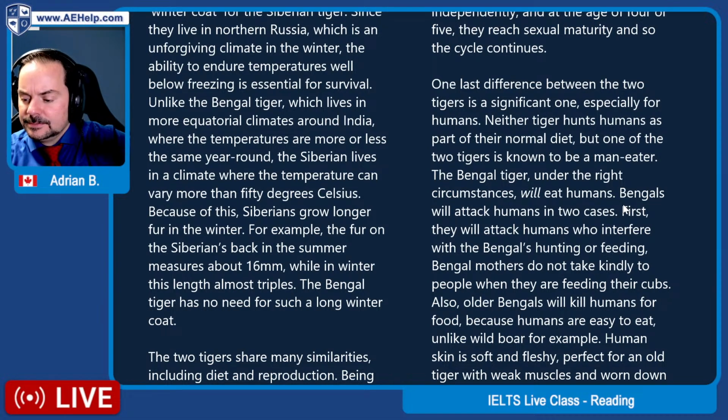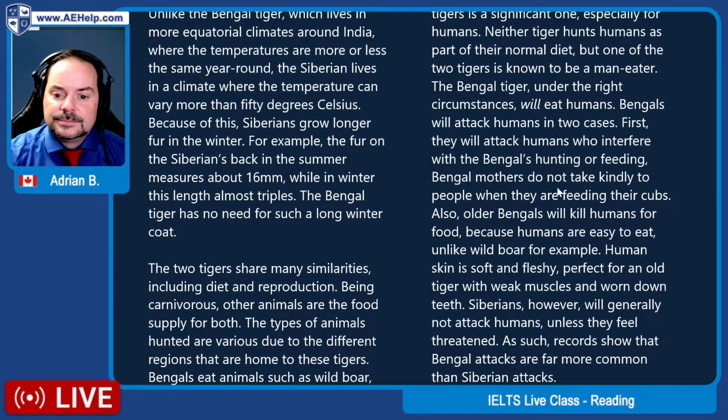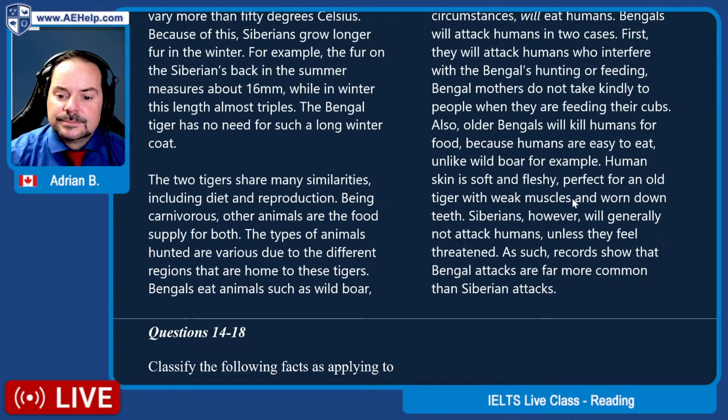Bengals will attack humans in 2 cases. First, they will attack humans who interfere with the Bengal's hunting or feeding. Bengal mothers do not take kindly to people when they are feeding their cubs. Also, older Bengals will kill humans for food, because humans are easy to eat, unlike wild boar, for example. Human skin is soft and fleshy, perfect for an old tiger with weak muscles and worn-down teeth.